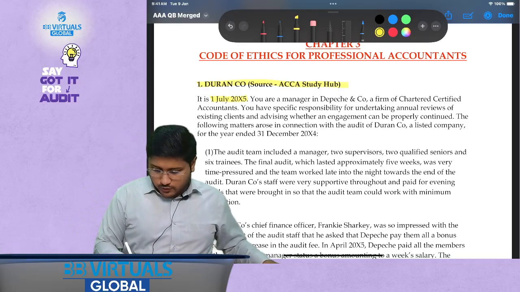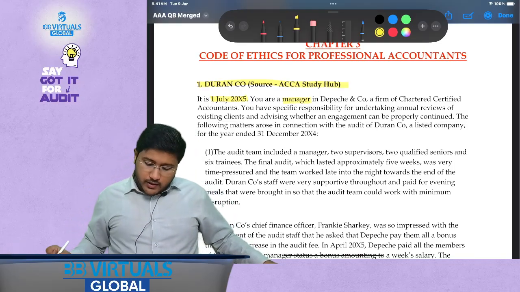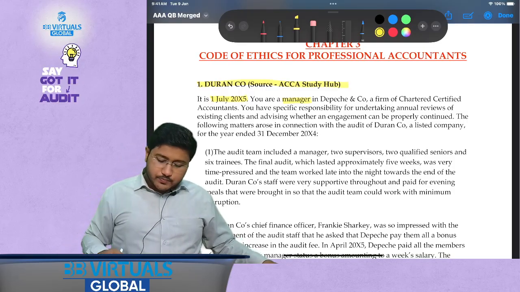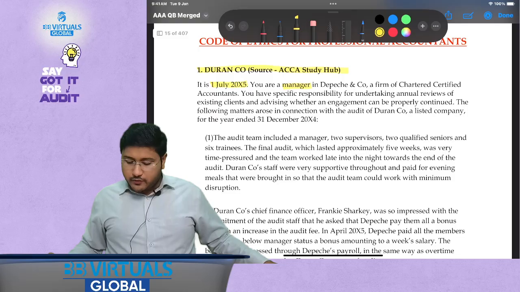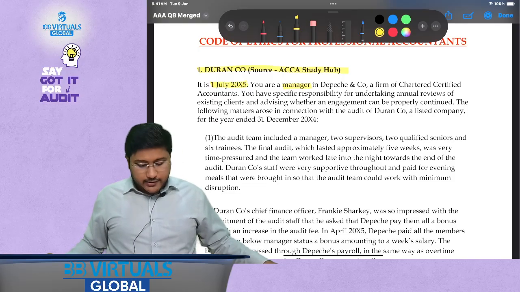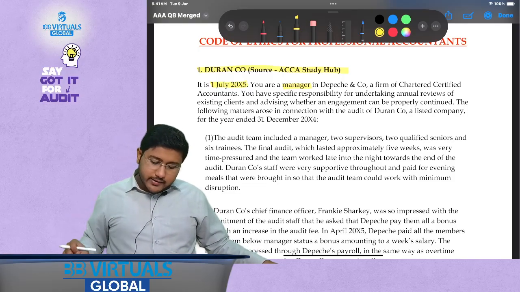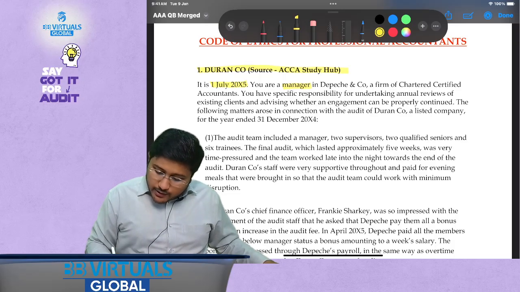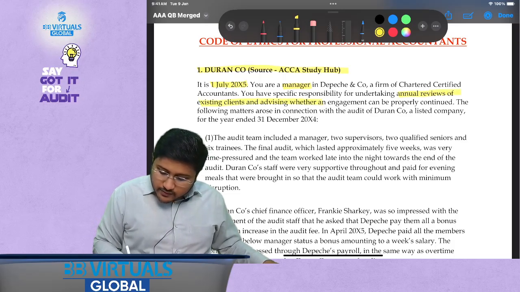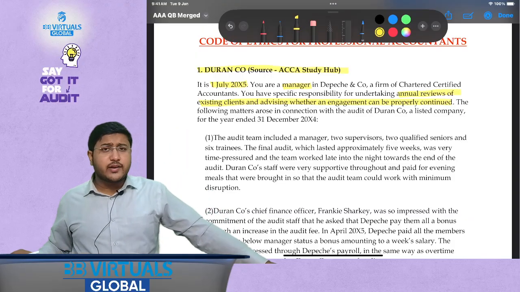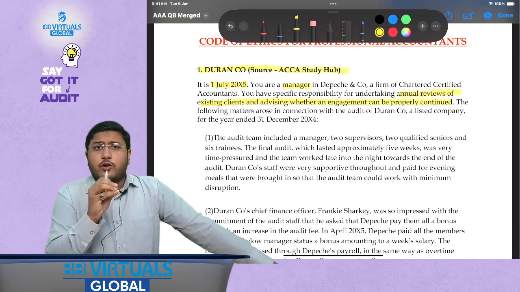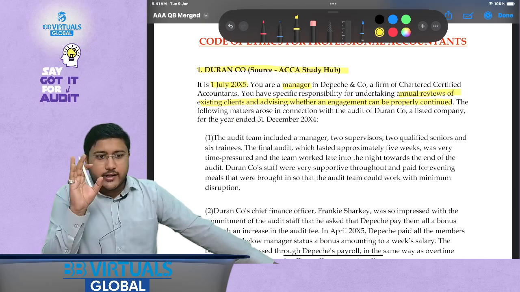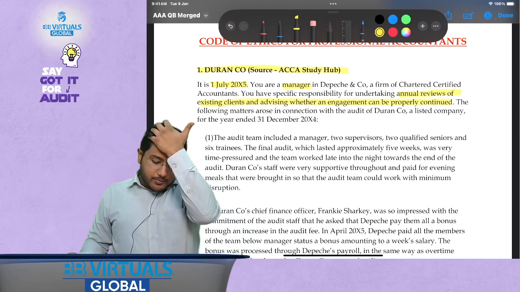You are a manager. You are not a partner, you are a manager in Depeshe and Company, a firm of chartered certified accountants. You have a specific responsibility for undertaking annual reviews of existing clients and advising whether an engagement can be properly continued. That is, you are responsible for the acceptance and continuance procedure, and inside that mainly the continuance procedure, whether a client should continue in the upcoming year or not.